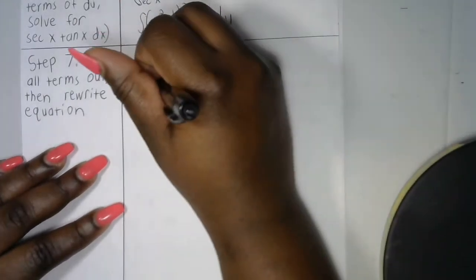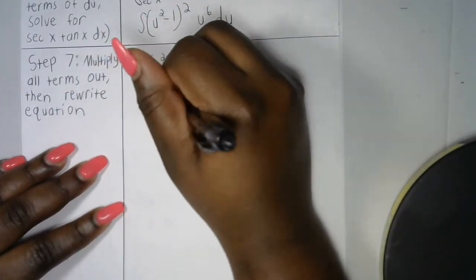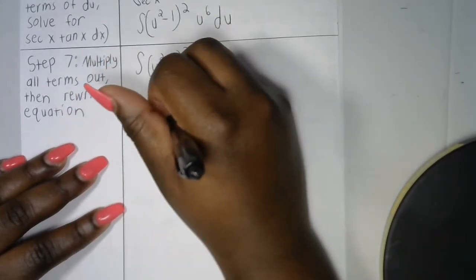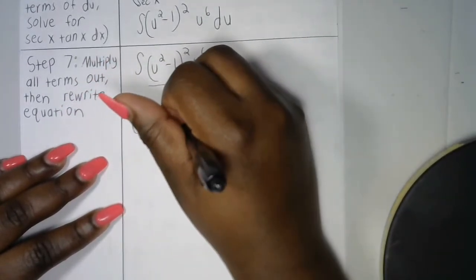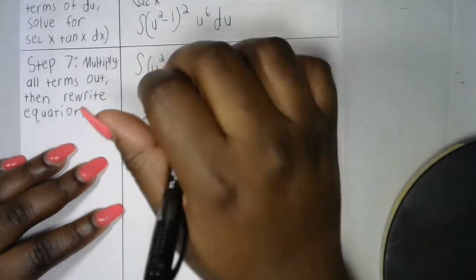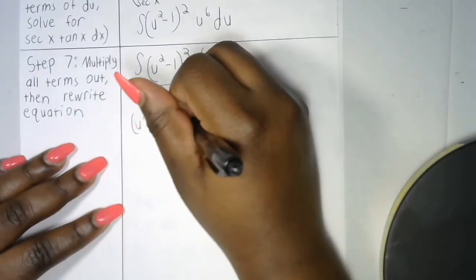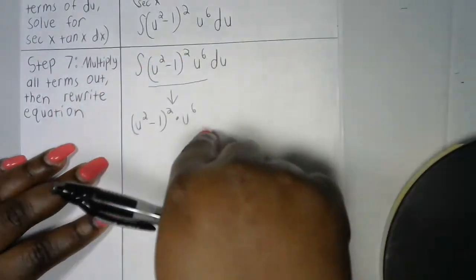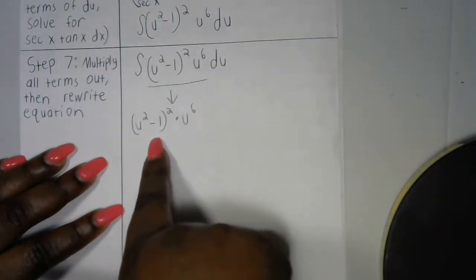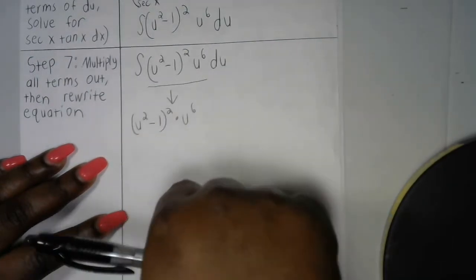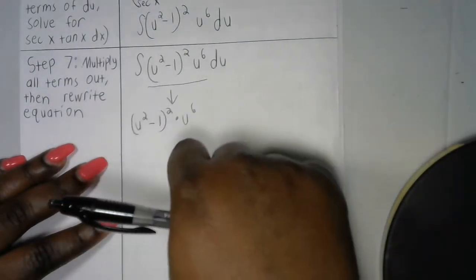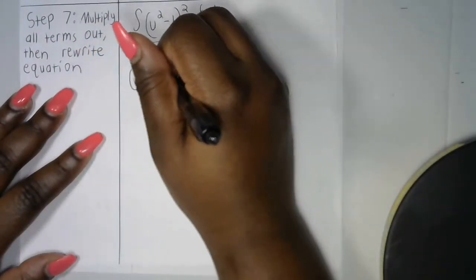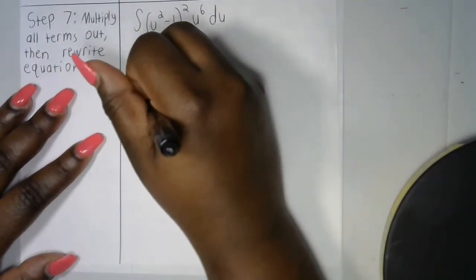So we have to take the integrand and multiply all these terms out. U squared minus 1, and this whole thing squared, times u to the 6th, and this is the integrand, so we have to multiply all this out. Let's start off with multiplying this, and once we get the answer for that, we can multiply u to the 6th times that answer. So we got u squared minus 1, and this whole thing squared, right? Let's start off with that.